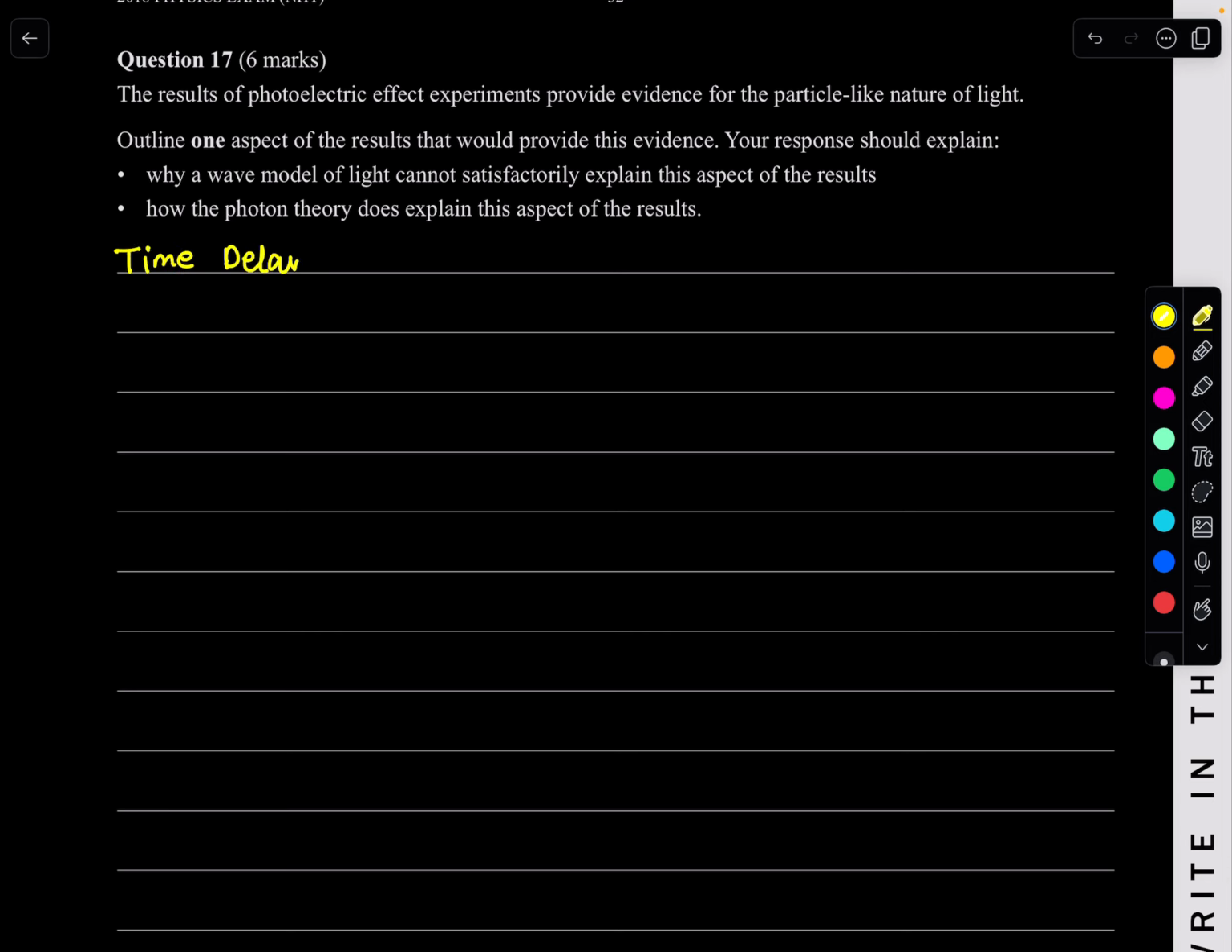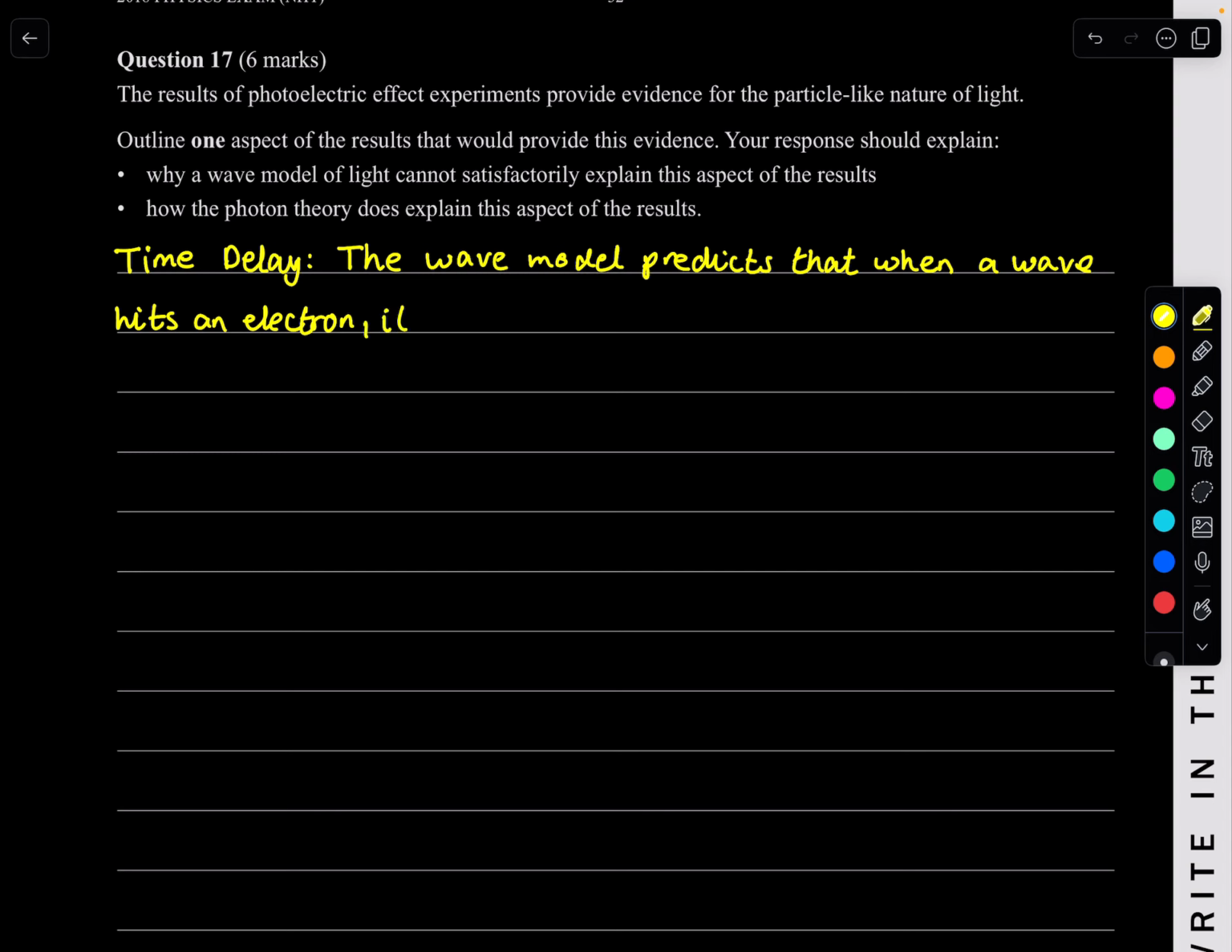Let's have a look at my summary sheet. Time delay. It says the wave model predicts that when a wave hits an electron, its energy would be absorbed. By the way, I'm going to write a big paragraph that describes all these steps. But make sure in your exam you don't write this much. I'm just doing this so you can put it in the summary sheet. When you're in the exam and you're confused, you can read it and straight away get an idea of what to write. Hopefully this explains everything.